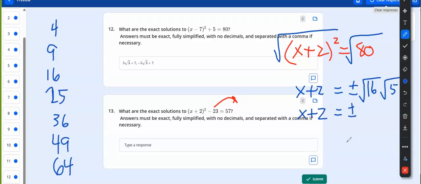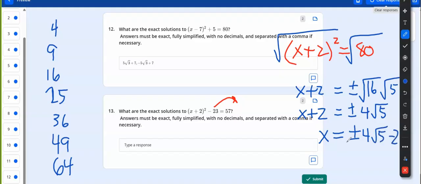Plus and minus? 16 and 5. Well, what's the square root of 16? Oh, yeah. 4. So get x by itself. Subtract 2. Correct.